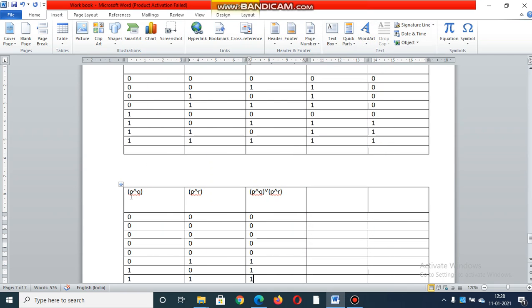So next is the RHS part. We have to execute P conjunction Q. Observe these two columns.